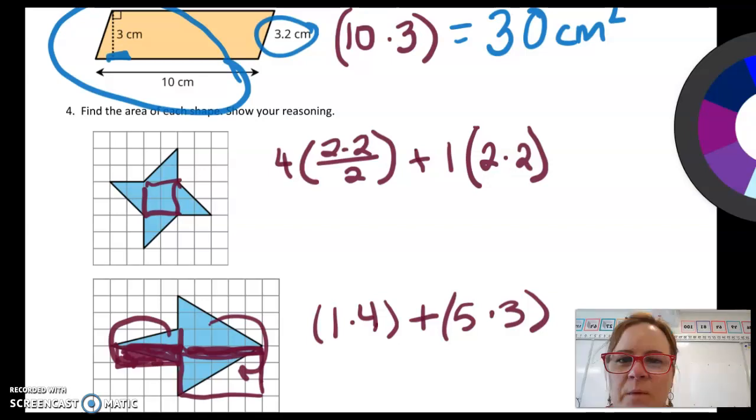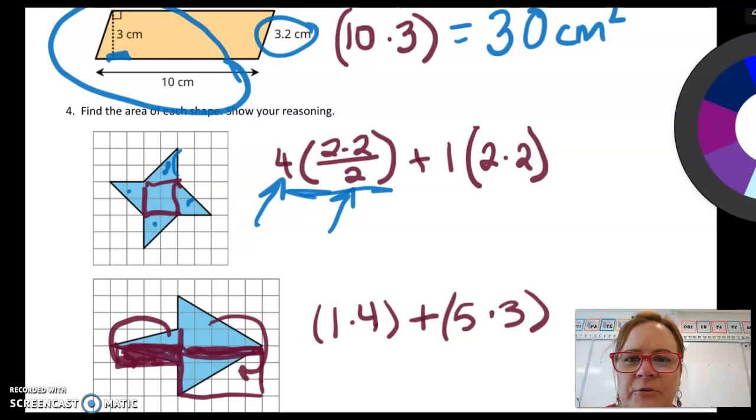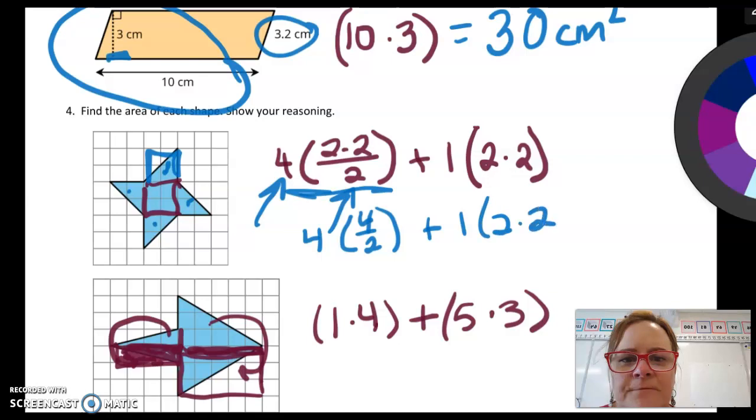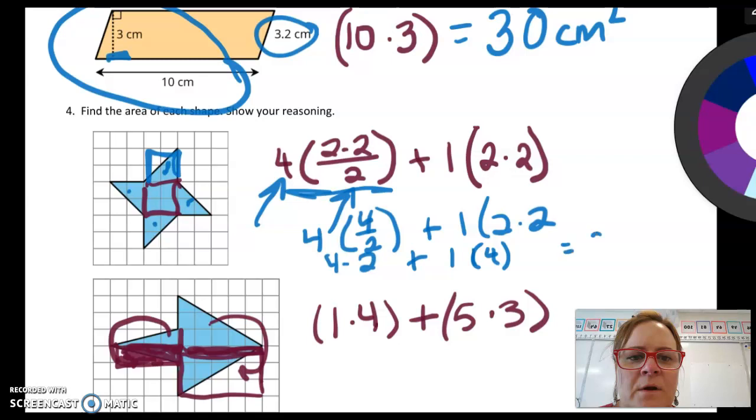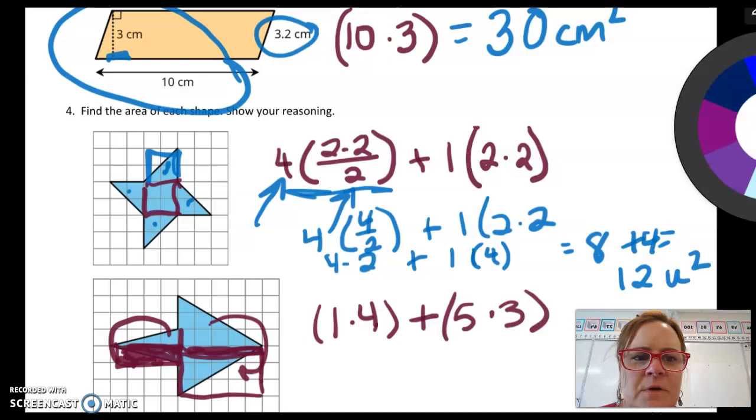Number 4, we had to find the area of these figures. These are kind of fun to work with. And so what I did here, I just want to explain my work. I noticed that there were 4 identical triangles. So that's where that 4 comes in. And then each triangle is half. That's where this part comes in, the divided by 2. Half of a 2 by 2 square. And so a 2 by 2 square would have an area of 4, and half of 4 is 2. And so I'm going to end up taking 4 times 2 here. 4 times 2 is 8, plus one group of 2 by 2, or one group of 4. And so I'm taking 8 plus 4, and I'm going to get 12 units squared.